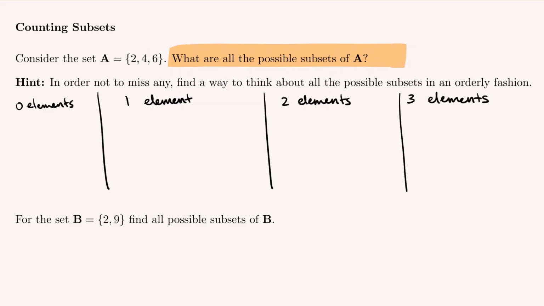So how many subsets have 0 elements? Only the empty set. Now, how many subsets of A have 1 element? Well, you could have the set that just has 2. You could have the set that just has 4. And you could have the set that just has 6.